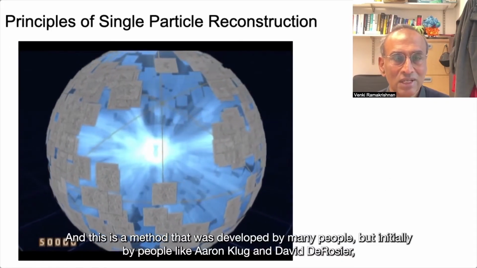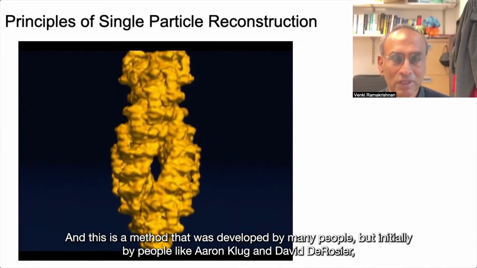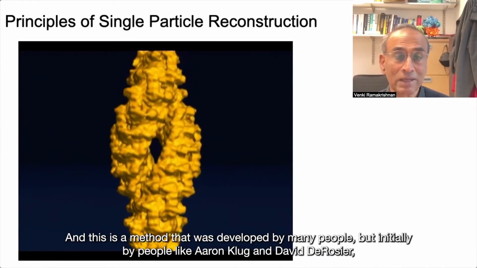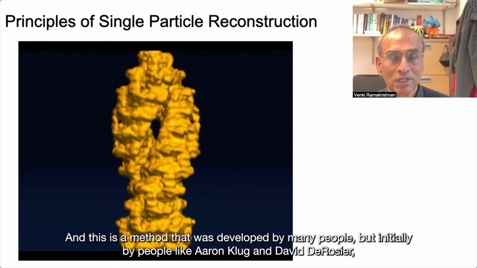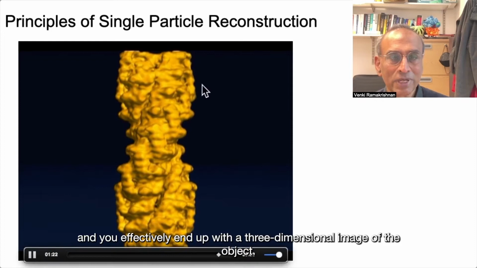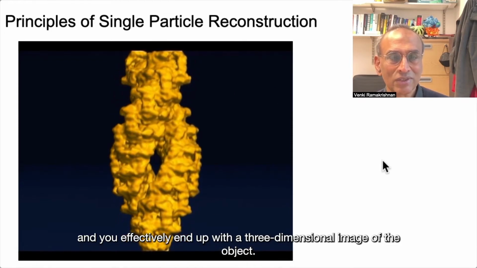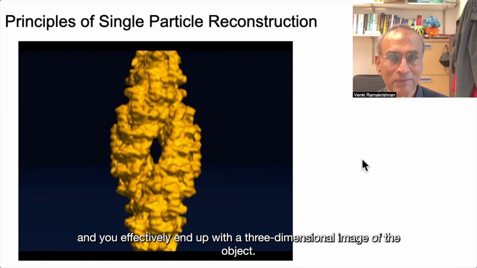And this is a method that was developed by many people, but initially by people like Aaron Klug and David DeRosier. And you effectively end up with a three-dimensional image of the object.